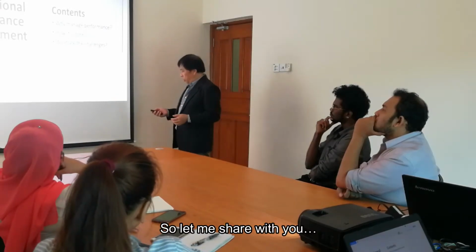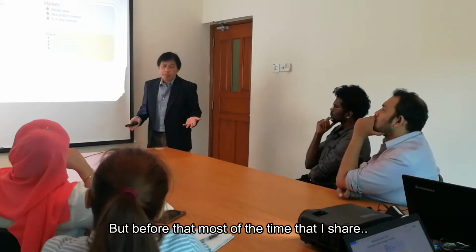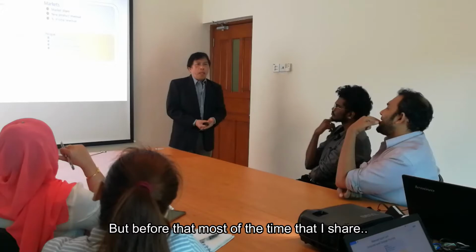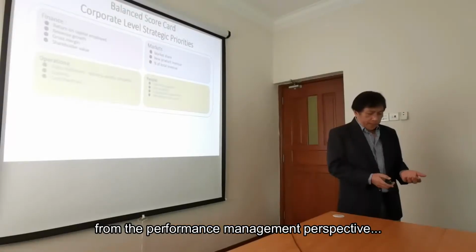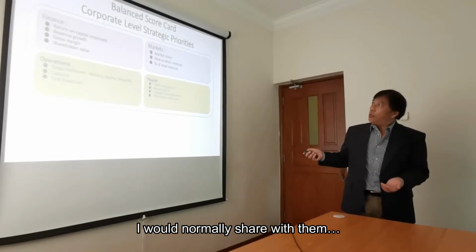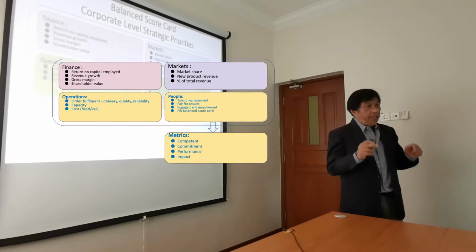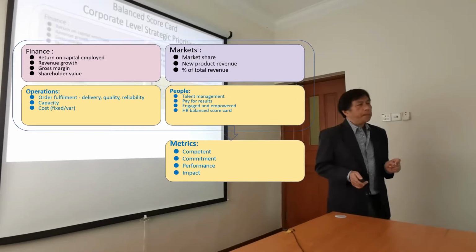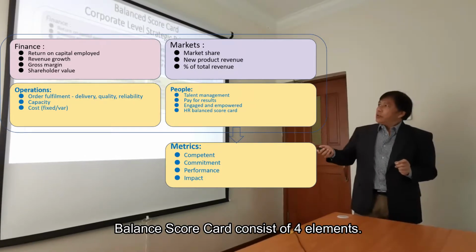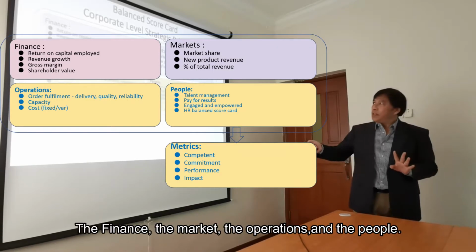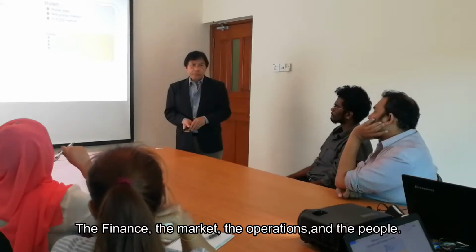Okay, so let me share with you how the conventional ways work. But before that, most of the time when I share with my clients out there from the performance management perspective, I would normally share with them the balanced scorecard first, and where HR fits into that balanced scorecard. The balanced scorecard consists of four elements: the finance, the market, the operation, as well as the people.